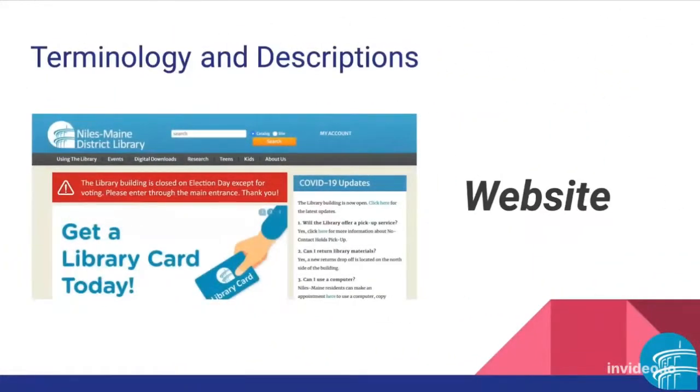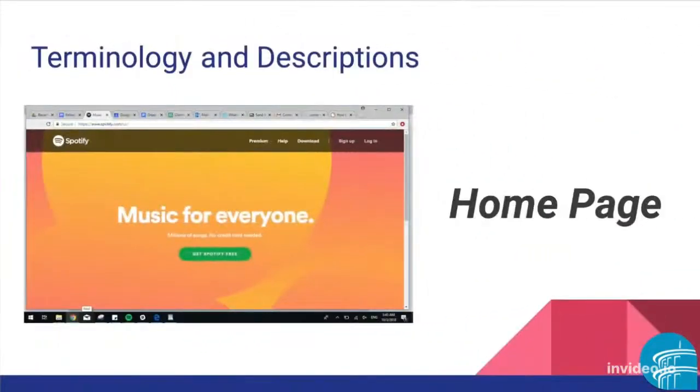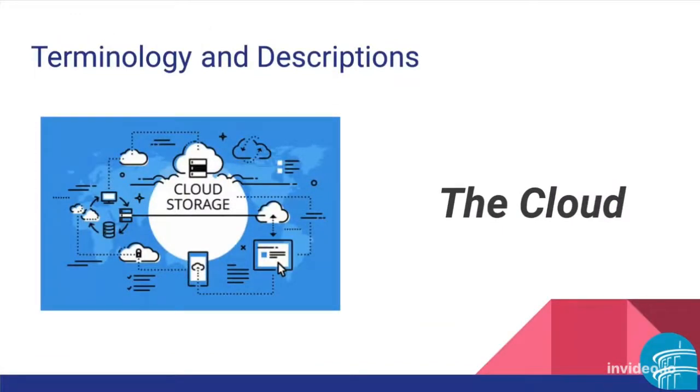A website is a collection of web pages that are linked together to present information about a business, group, organization, or person. A web page is an electronic document with text, images, and other content that is accessed by clicking a hyperlink from the results list in a web browser. A home page is the landing page or page that first appears when accessing a website. Usually, it is the page that contains hyperlinks to all other web pages within the website. The cloud is the term used to describe web-based applications and/or files that are accessed with a login and password from a shared remote server.